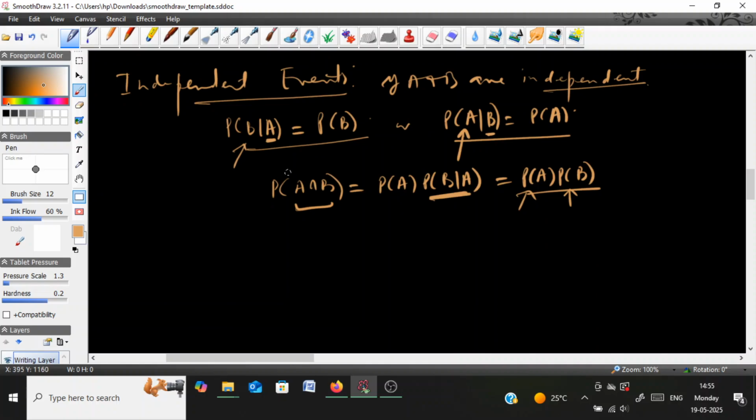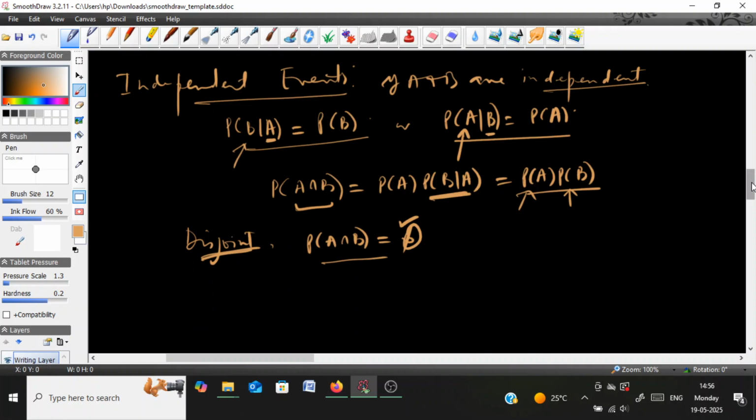In the starting, we have discussed disjoint events, or mutually exclusive. In that case, the probability of A intersection B is phi, or the probability of this is 0. So disjoint and independent are two different things. In the disjoint case, the two events cannot occur at the same time. So if event A occurs, then event B cannot occur. This means these two events are definitely not independent events.